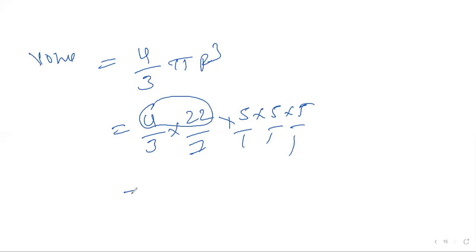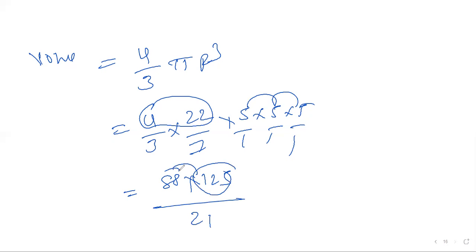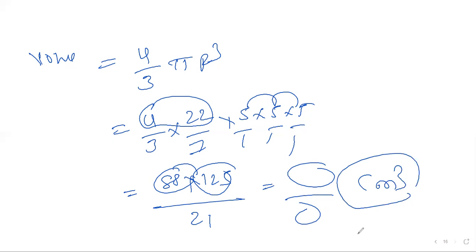4 into 22 is 88. 5 into 5 is 25, into 5 is 125. 125 by 3 into 7 is 21. Please multiply 125 into 88. You will get an answer that you can divide by 21. You will get an answer. The unit is centimeter cube. Now you will get the volume of your sphere. Now it's very clear.